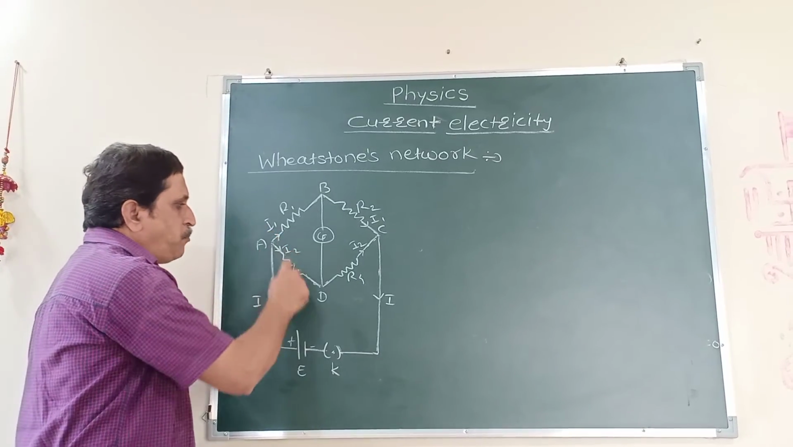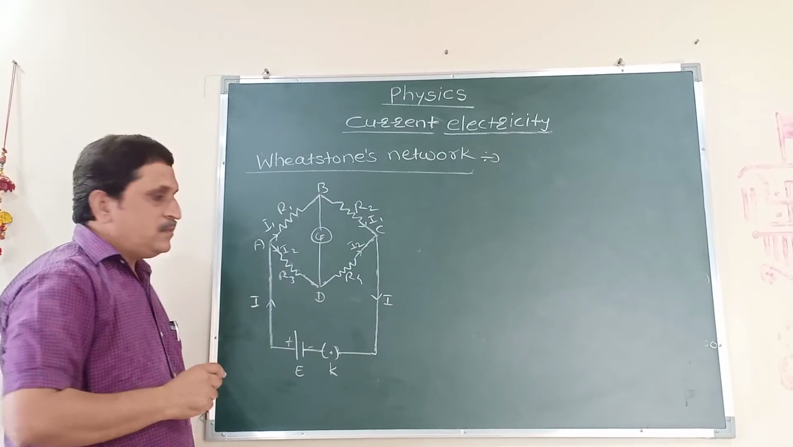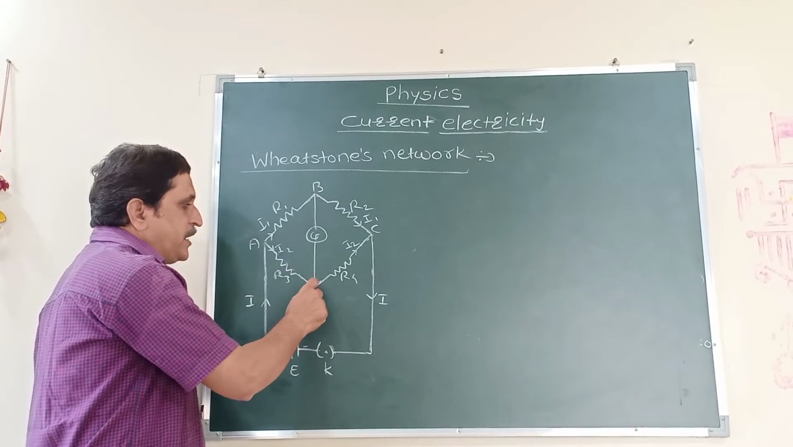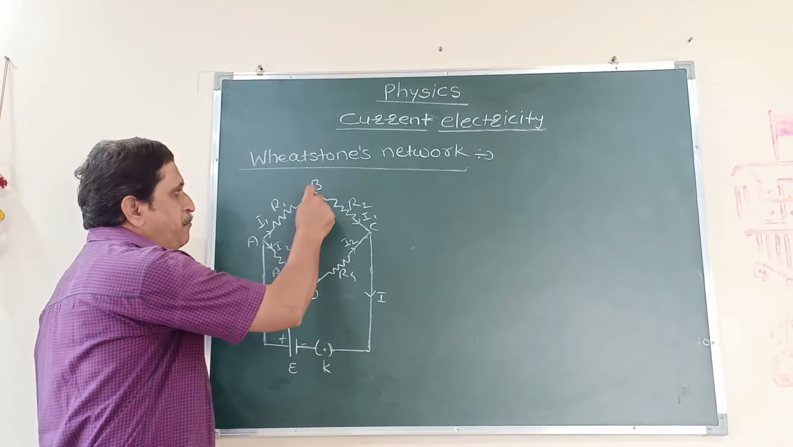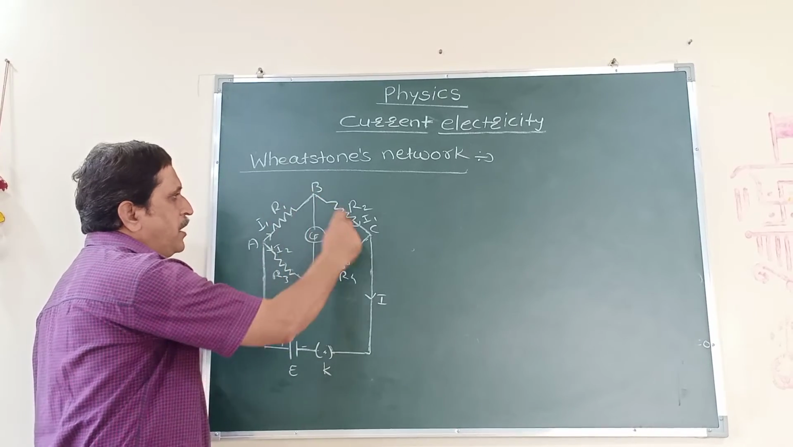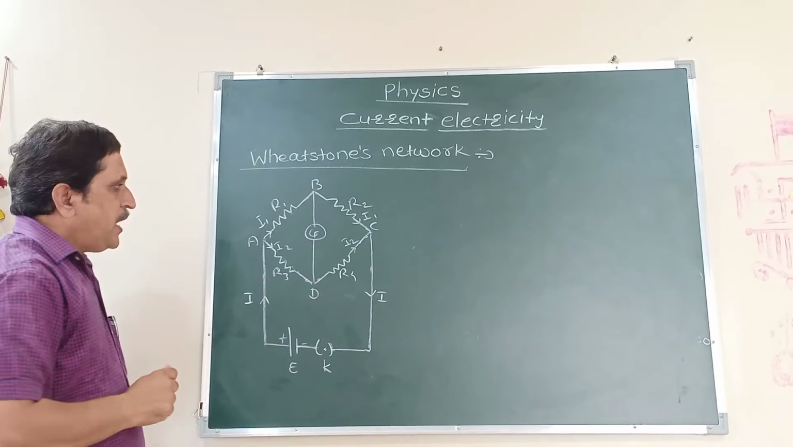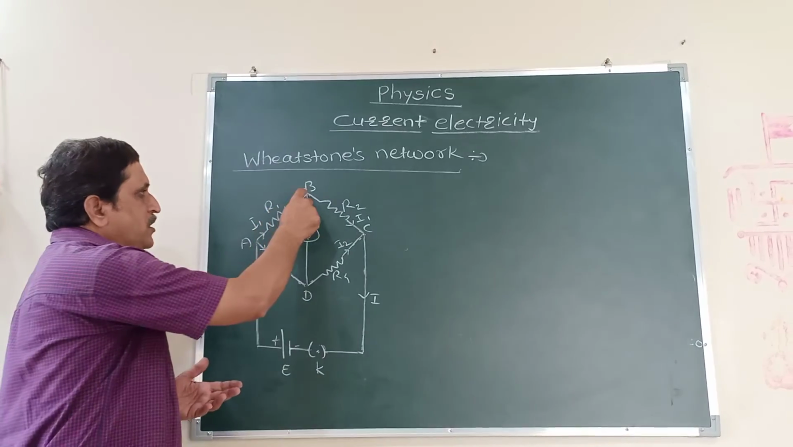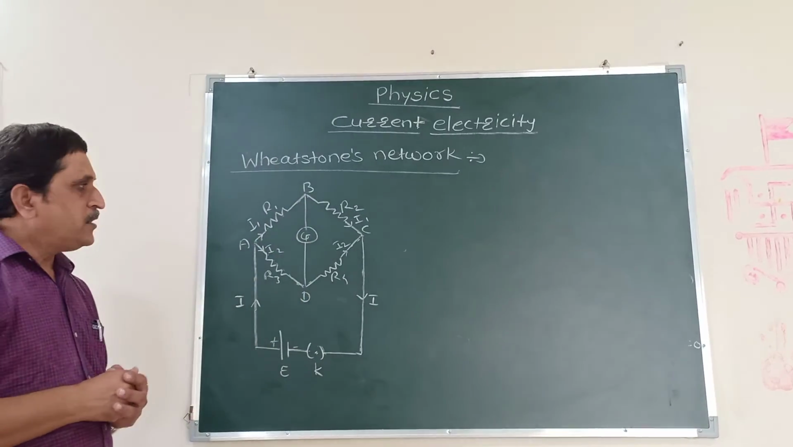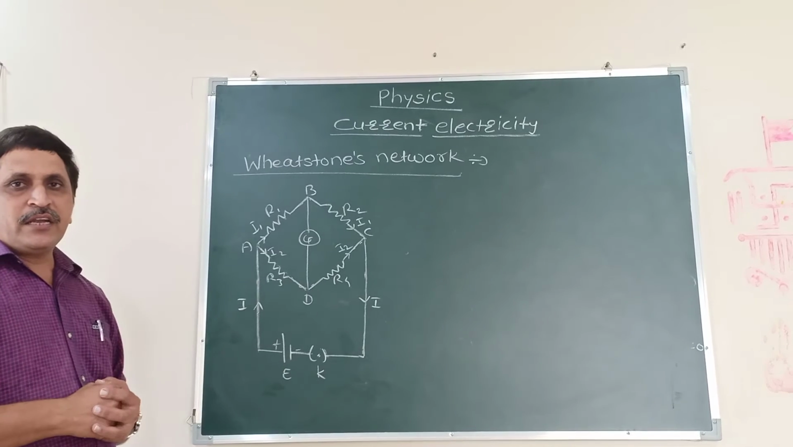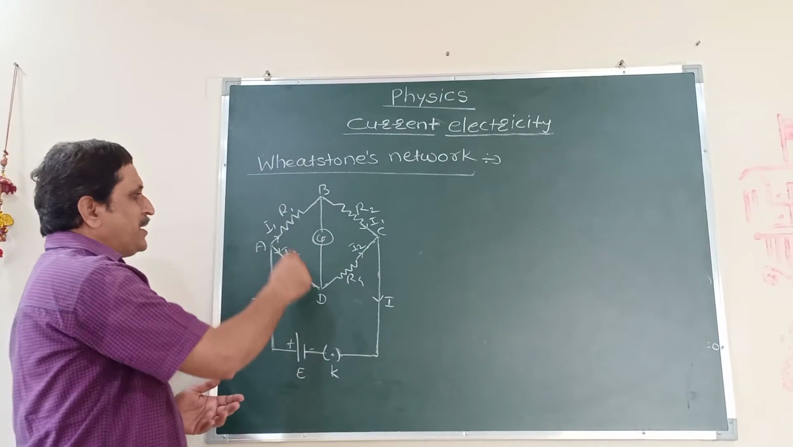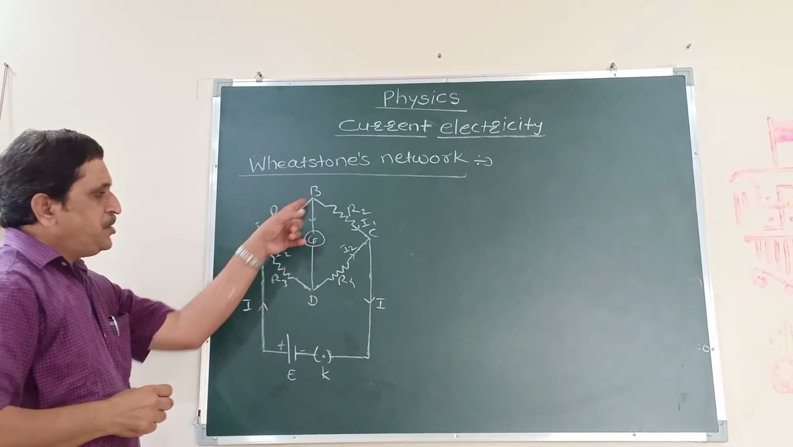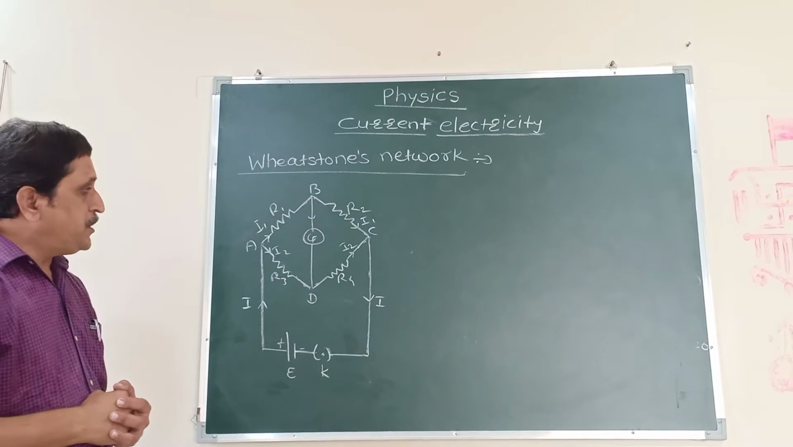Now, along the path ADC, there is one point D. That point is an equipotential point as compared to the point B along the path ABC. When such a condition happens, that means when we get such an equipotential point, then we can say that the network is balanced, because in that condition current doesn't flow through the galvanometer, since these two points are equipotential points.